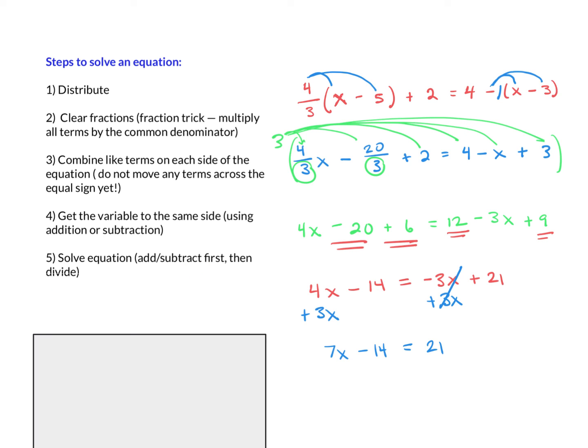So we can see that we have this minus 14, so we're going to add 14 to both sides first. Carry down the 7x equals 21 plus 14 is 35. And then we said our last step would be division. So we are going to divide both sides by 7. So the 7's cancel over here, leaving us with x. We've got x solved for. 35 divided by 7 is 5.